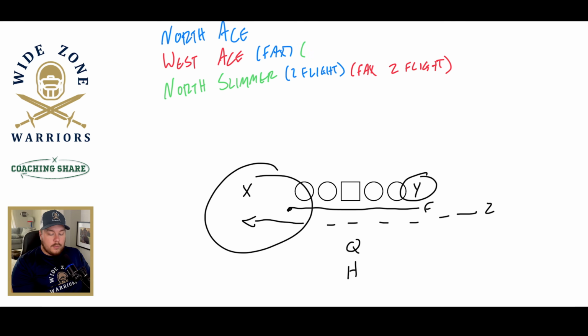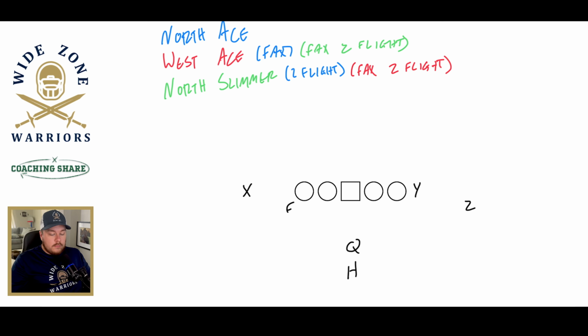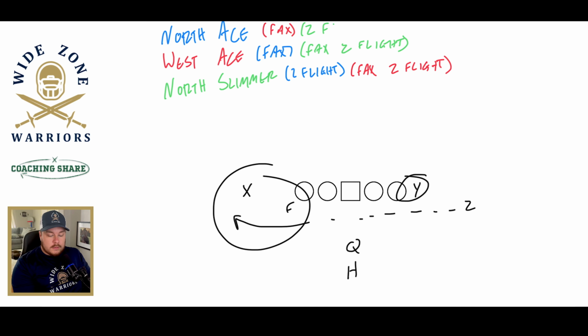So if we line up in West Ace and I want to get to North Slimmer, it would just be fax Z flight. Finally, if we line up in North Ace and we want to get to West Ace, it would be 1 simple fax motion that would be able to take us there. And then if I'm lined up in North Ace and I want to be able to access my North Slimmer menu, it would be Z flight. And with 1 Z flight motion, we have gone from 2x2 condensed to nub bunch 1x3 condensed.